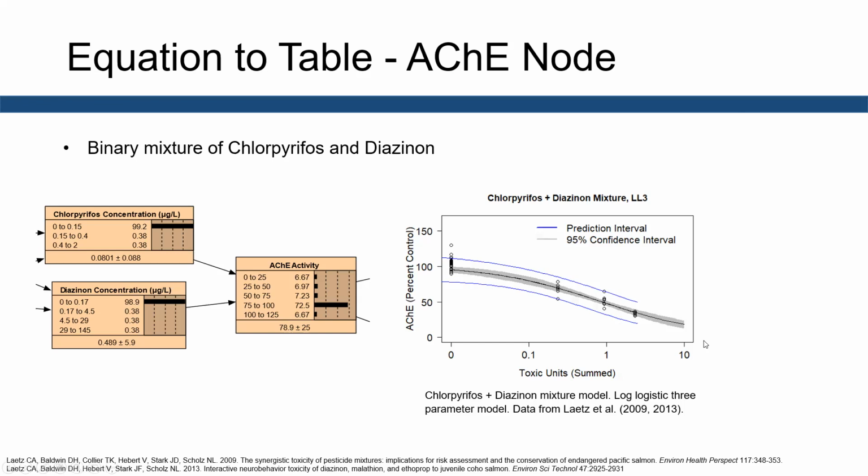And toxic units are normalizing the concentration by the EC50. So your x-axis is a measurement of toxicity in itself, since it's normalized by the EC50, and then you can add the toxic units together for different chemicals, and it's a proportional toxicity for those different chemicals.